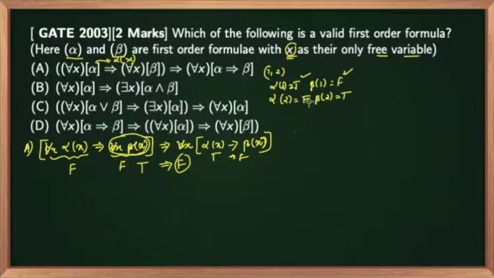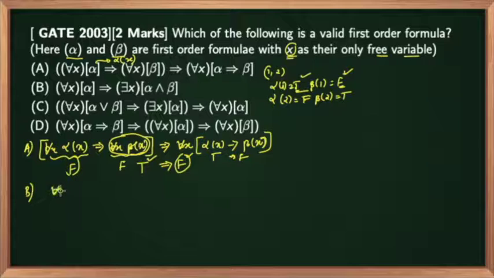If I change alpha of 2 to false, the right hand side will still be false, because I have true implies false. But for all x alpha of x is now false because I have true and false. And for all x beta of x is also false. So the left hand side is true and the right hand side is false. That means I have a truth assignment which evaluates to true implies false. So choice A is wrong. Now let's see choice B. It's a very straightforward question.